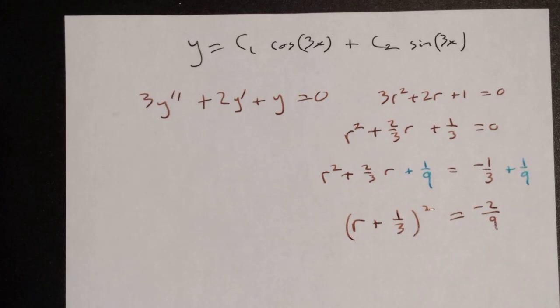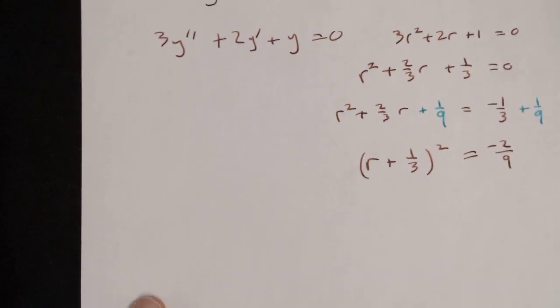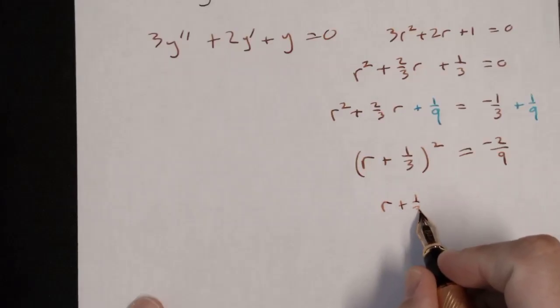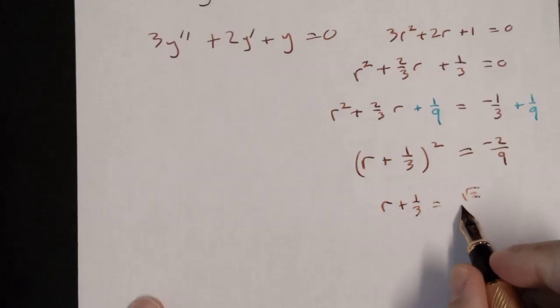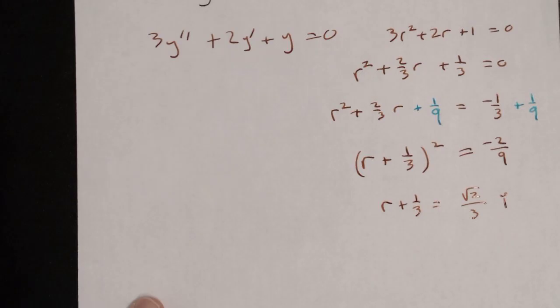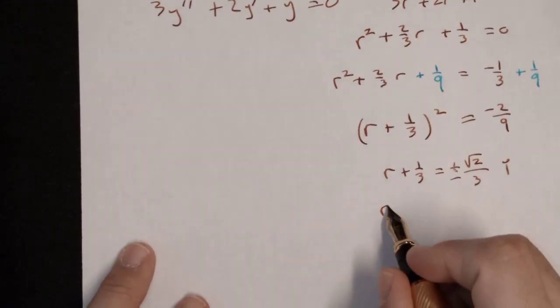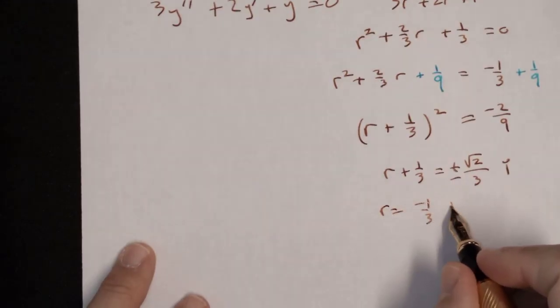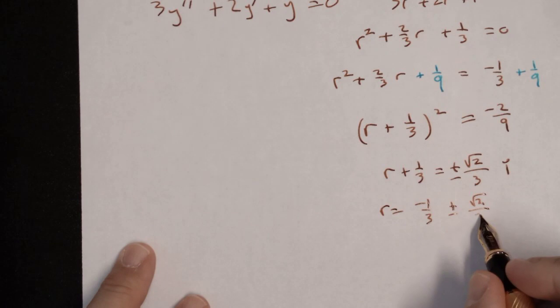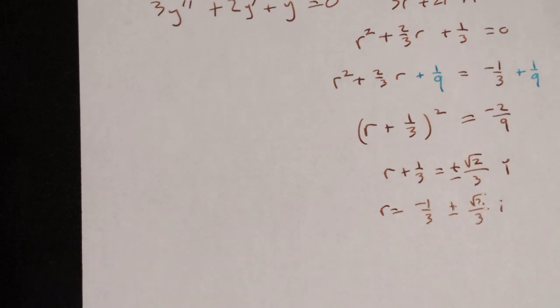And this is why I think this is easier. Because now, when I take the square root, I get square root of 2 over 3i with a plus or minus. There's my complex number. Take the square root of this, the negative becomes the i. Move the negative 1/3 over, and I get negative 1/3 plus or minus √2 over 3i. That's my root.